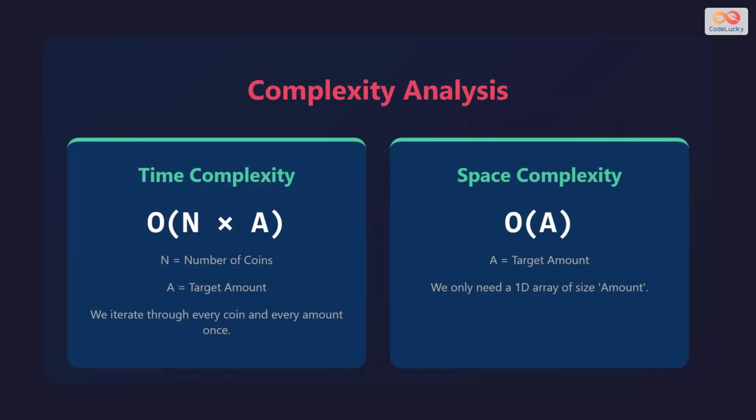For complexity, the time complexity is big O of n times a, where n is the number of coins and a is the amount. We visit every state once for every coin. The space complexity is big O of a because we optimized our storage to use a single one-dimensional array.